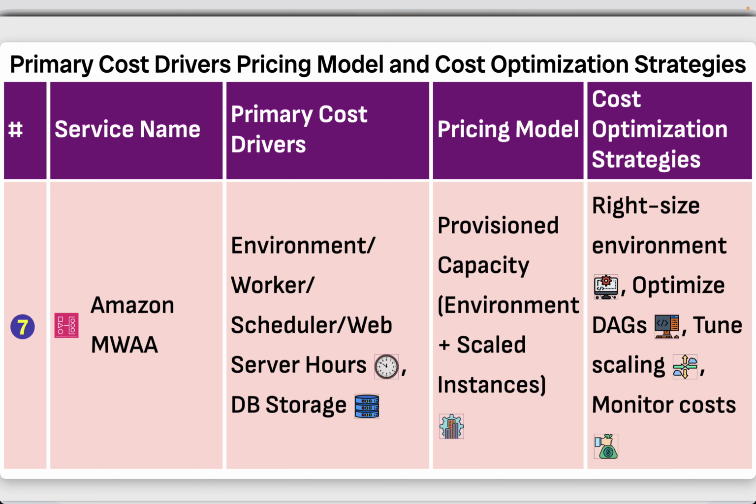Next, Apache Airflow costs are driven by the environment size, which are the base instances, autoscaling workers, scheduler, web server hours, and DB storage. It's a provisioned capacity model. You can optimize by right sizing the environment, optimizing the DAGs, directed acyclic graphs, tuning scaling settings, and monitoring cost.